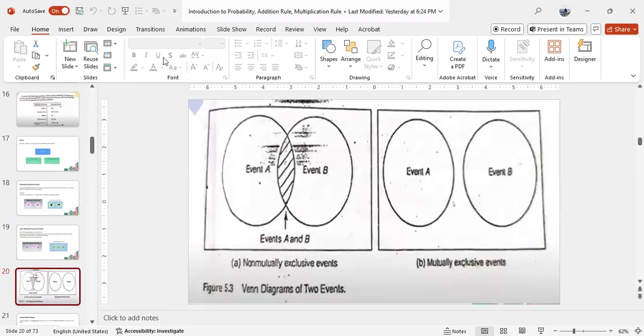This is a Venn diagram. We can see that these are non-mutually exclusive events with shared space, and this is mutually exclusive events with no shared space.